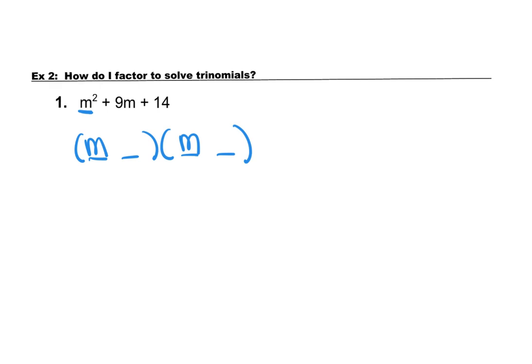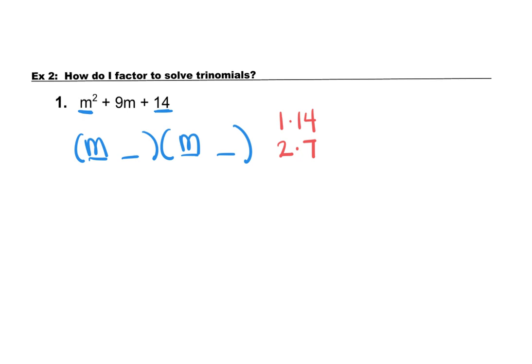The next one that we're going to look at is this 14, and we're going to list out all of the factors of 14, because remember, to make that 14, it's going to be this number times this number. So let's go ahead and list out those factors of 14. I have 1 times 14, and I have 2 times 7.